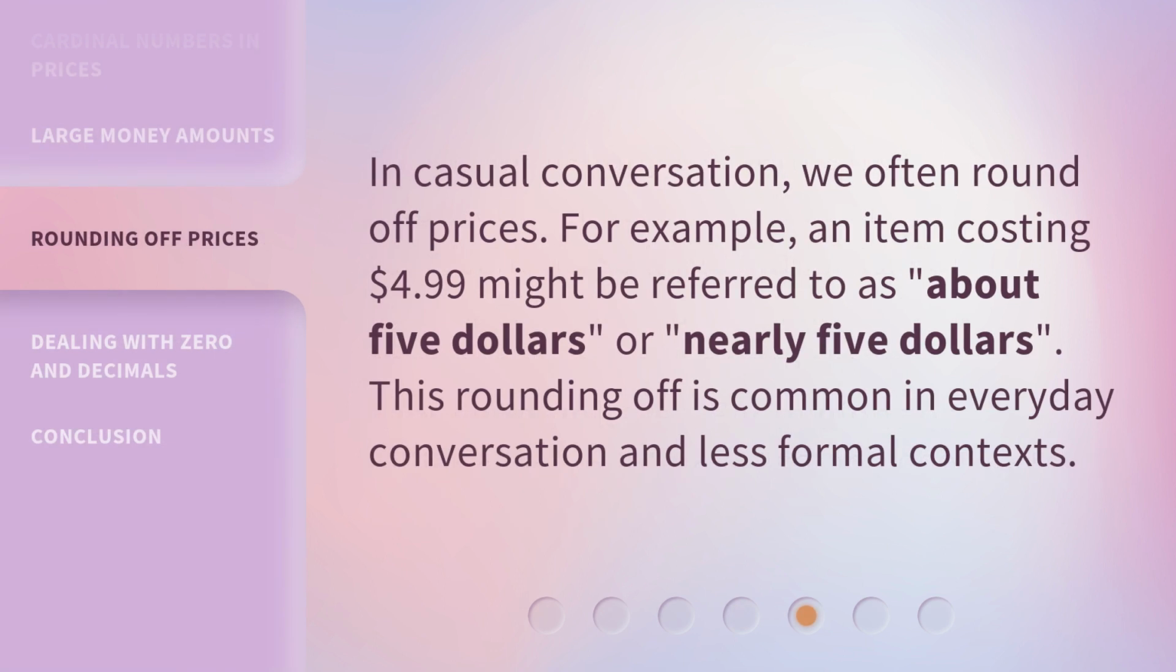In casual conversation, we often round off prices. For example, an item costing $4.99 might be referred to as about $5 or nearly $5. This rounding off is common in everyday conversation and less formal contexts.